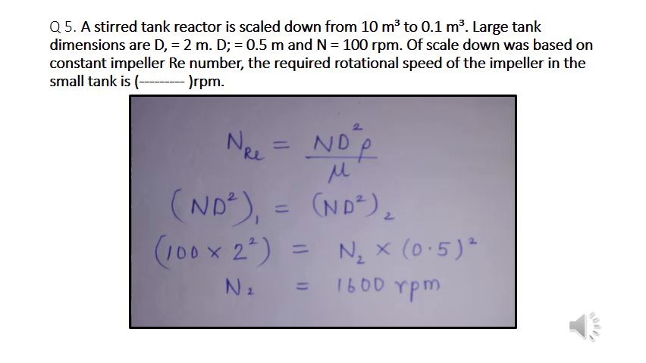So N D square 1 is equal to N D square 2. So put the values for larger tank, it is 100 rpm into diameter is 2, so 2 raised to 2, is equal to N2, which is rotational speed for the smaller tank, into 0.5 square. So after solving this equation, you will get rotational speed of the impeller of the smaller tank, which is equal to 1600 rpm, revolutions per minute.